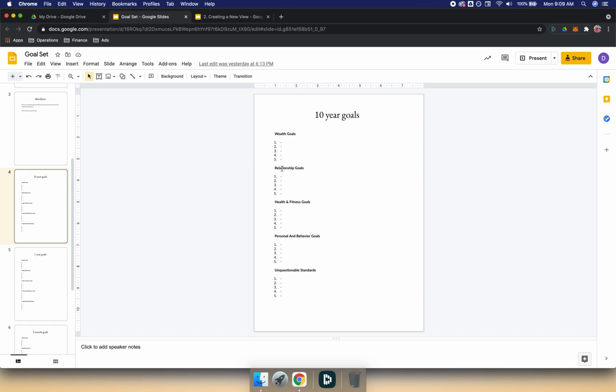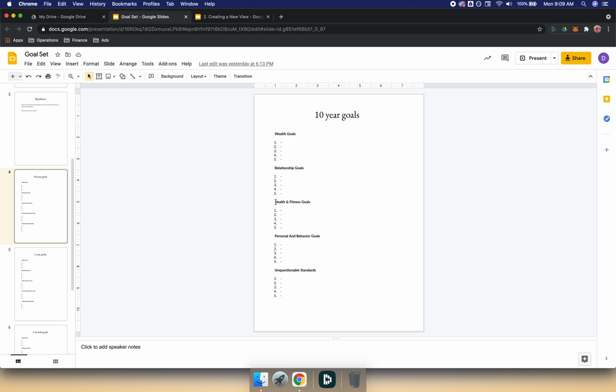Next, you want to look at your relationship goals and see: are you married or do you have kids? What's your family looking like? Have you made amends with old friends, family members? What kind of relationships do you want to have in life? What kind of friends do you want to have? Who do you want to be around? Write all of this out.